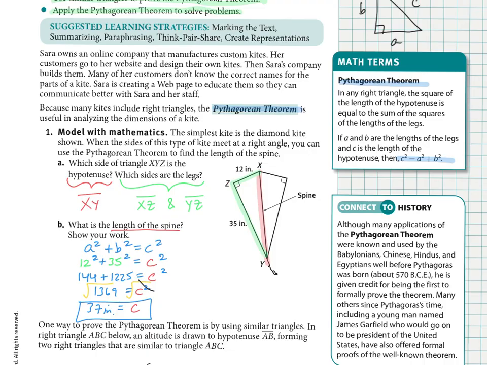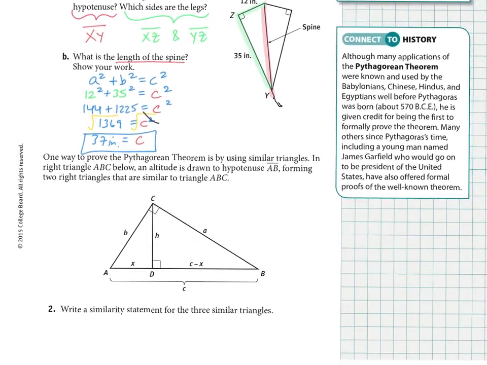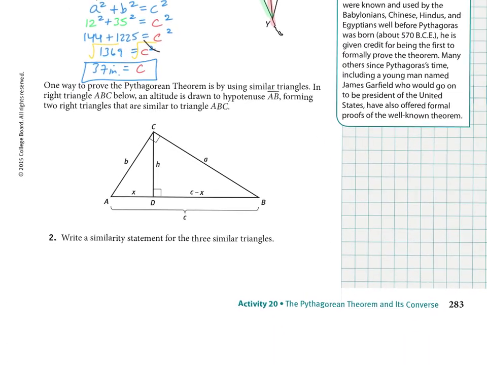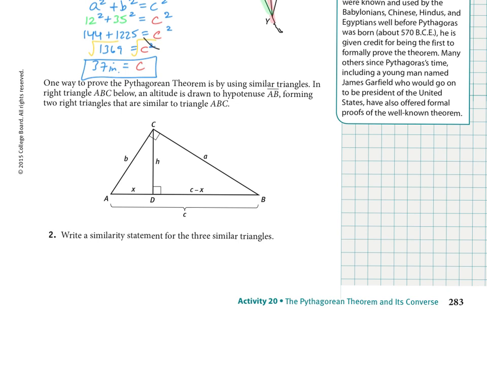You're probably thinking, why are we reviewing the Pythagorean theorem for this unit? Well, it's now going to start to tie together right below. It says, one way to prove the Pythagorean theorem is by using similar triangles. So in the right triangle ABC, this huge triangle below, an altitude is drawn to hypotenuse AB. So this is our altitude. That's what we're talking about.